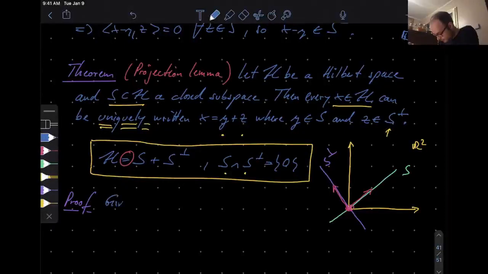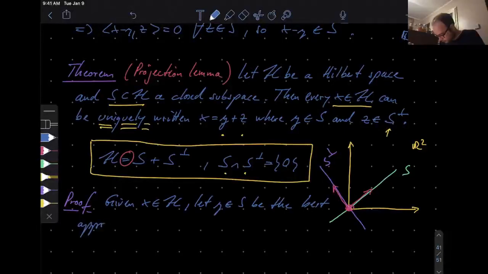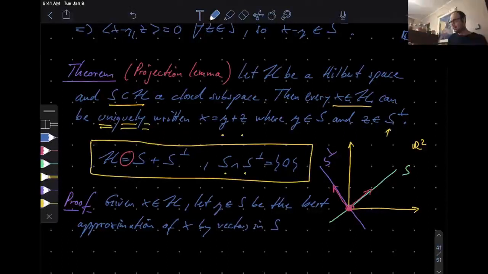There will be two parts to this proof. First, we will see that we can write any x as y plus z, and then we will argue why this is unique. Okay, so given x in H, let y in S be the best approximation of x by vectors in S. This was the last theorem which guaranteed that such a thing uniquely exists.